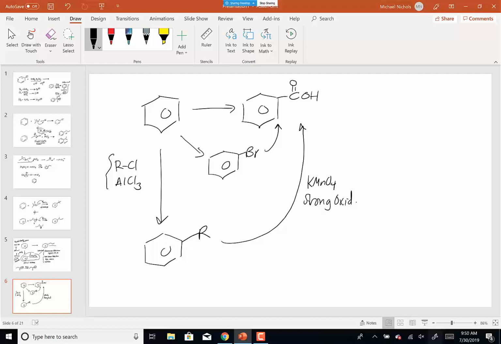Now the bromine, how do I convert the bromine to the carboxylic acid? I will give you a hint. Step number 1 is to use magnesium metal to make the, what's that reagent called? The Grignard. And then what do I add to a Grignard to make a carboxylic acid?